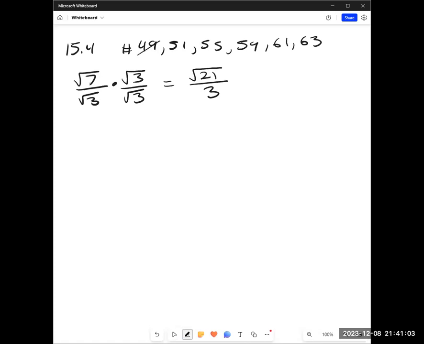And that's what we want. We want a rational number in the denominator. We want to get rid of the square root in the denominator, and then we simplify the square root in the numerator as needed.